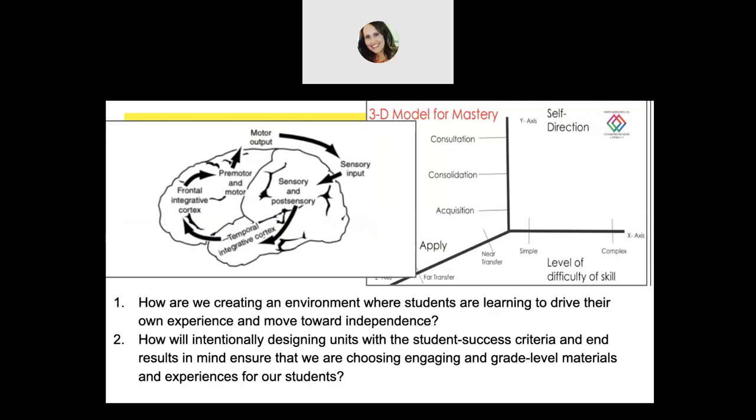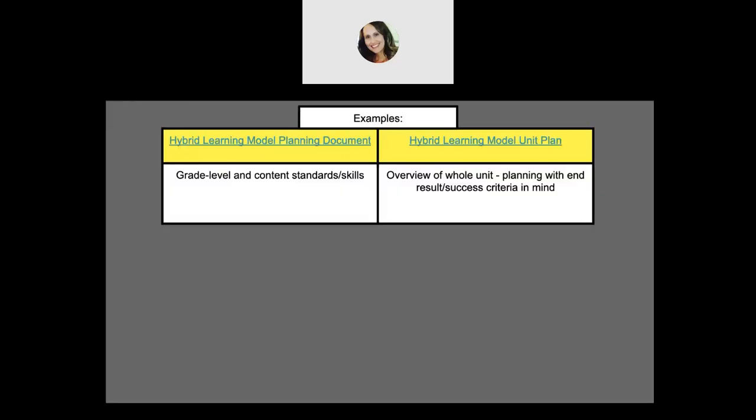We start with that sensory input, but then our brains want us to move towards really playing around with skills, making mistakes, trying it out. That's the consolidation of knowledge. And then ultimately moving to consultation, where we are really doing something physical with that knowledge, transferring it to another setting or teaching other people about that knowledge. So as teachers, this is what we're doing. We are doing some sort of planning in our professional learning communities, job-alike teams, and we are starting with the content standards and really looking at that first.